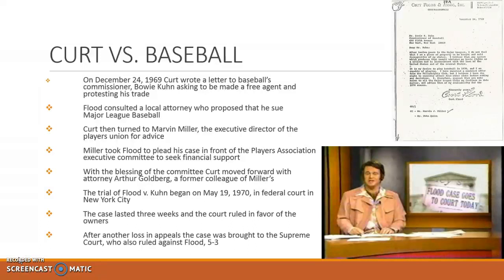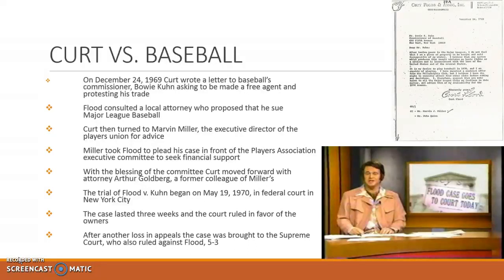Curt's response was that if it would help other players, he was willing to go the distance for what he believed was only right. Miller took Flood to plead his case in front of the Players Association Executive Committee to seek financial support. With the blessing of the committee, Curt moved forward with the attorney Arthur Goldberg, a former colleague of Miller's. Arthur Goldberg was a former Secretary of Labor under President Kennedy and a former Associate Justice of the U.S. Supreme Court. Someone of Goldberg's caliber was needed to give them any chance at a victory.